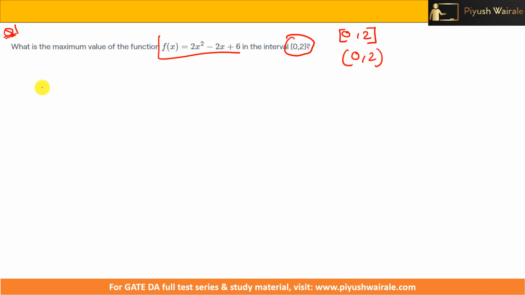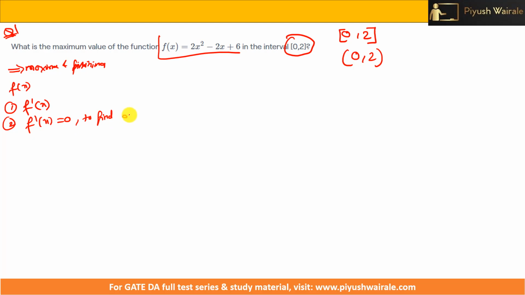Okay. Now, in order to find maxima and minima, what are the steps we have to follow? Suppose we are given the function f of x. First step is to differentiate f of x. So f dash of x is the differentiation of f of x. In the second step, equate that differentiation to 0 to find the stationary points.